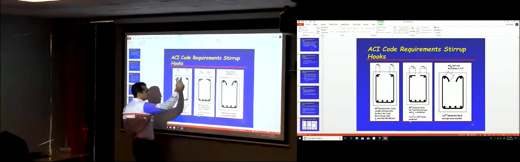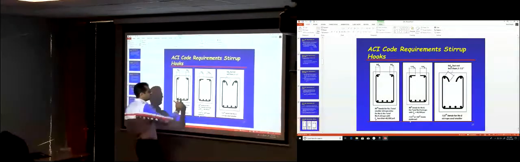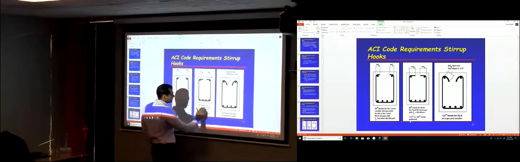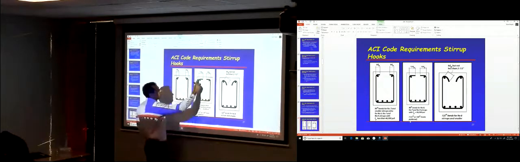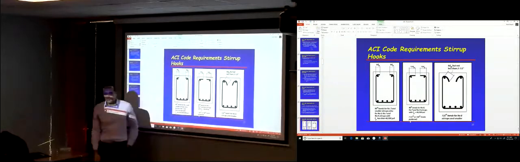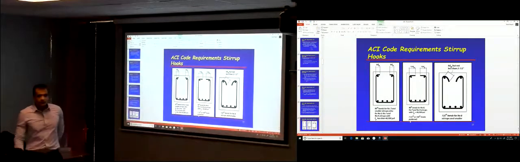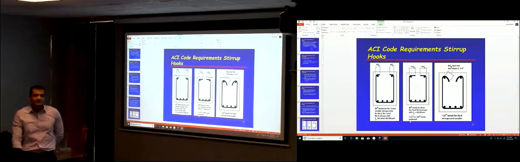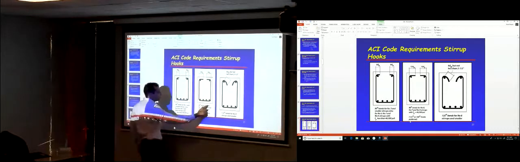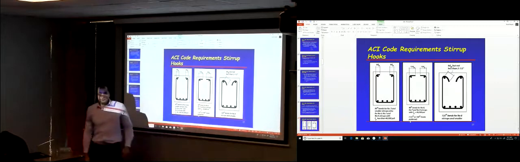If it's a 90 degree hook, then it's 6 db if it's number 5 or less, or 12 db if it's numbers 6 or 7 or 8. This is if f yield is larger than 40 ksi. Usually we have grade 60. Grade 60 is the most popular case, so definitely it's going to be this case, 12 db if you have the stirrups being larger than number 6 bars.